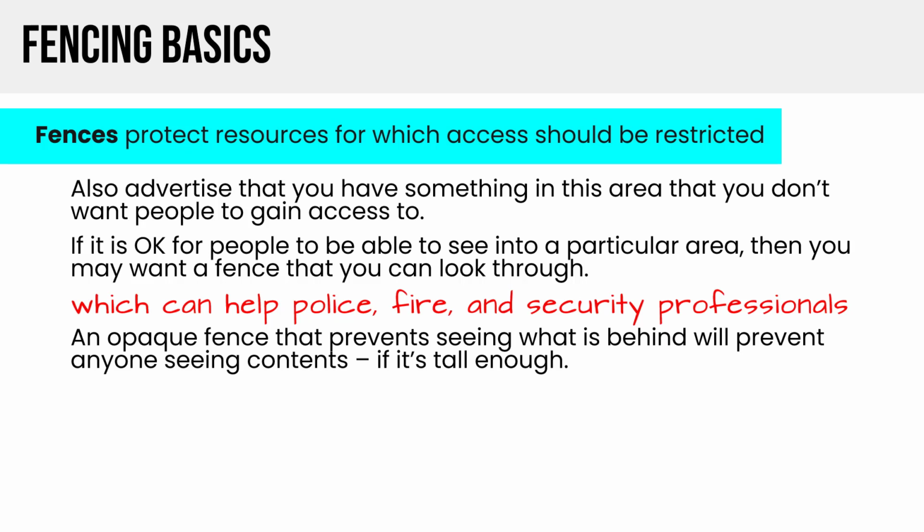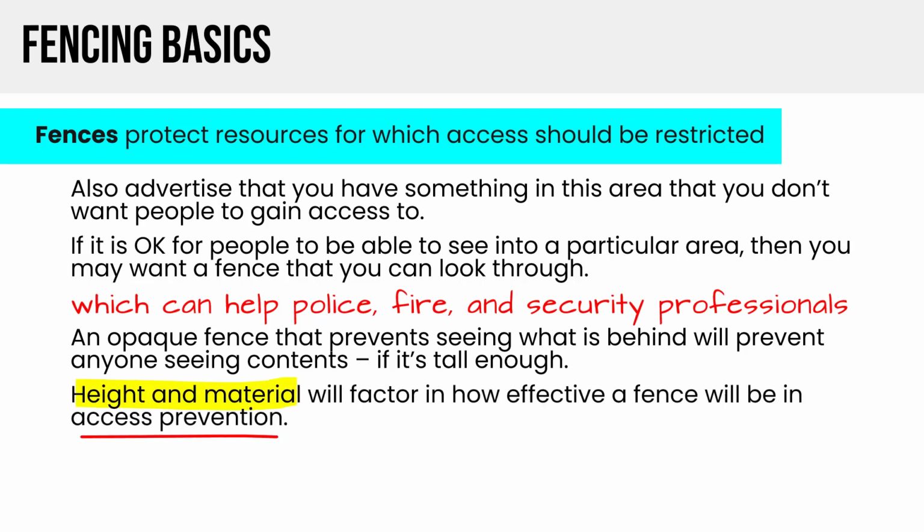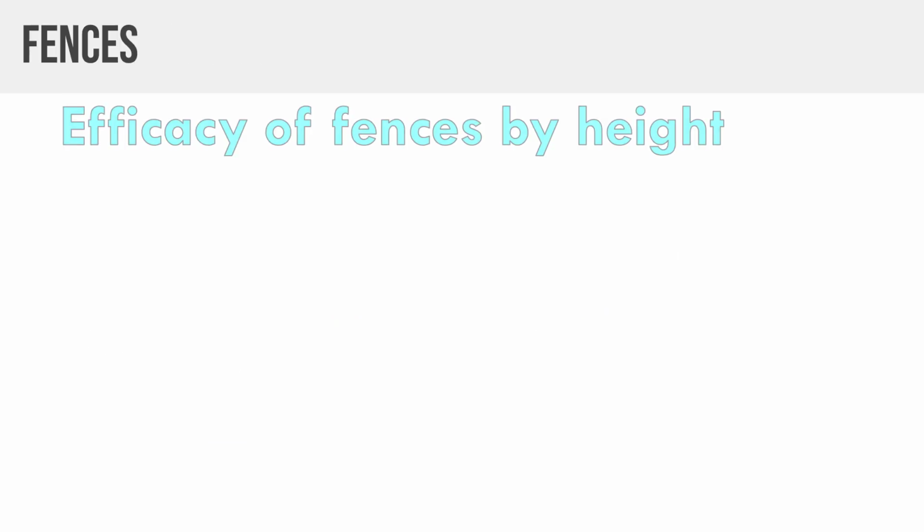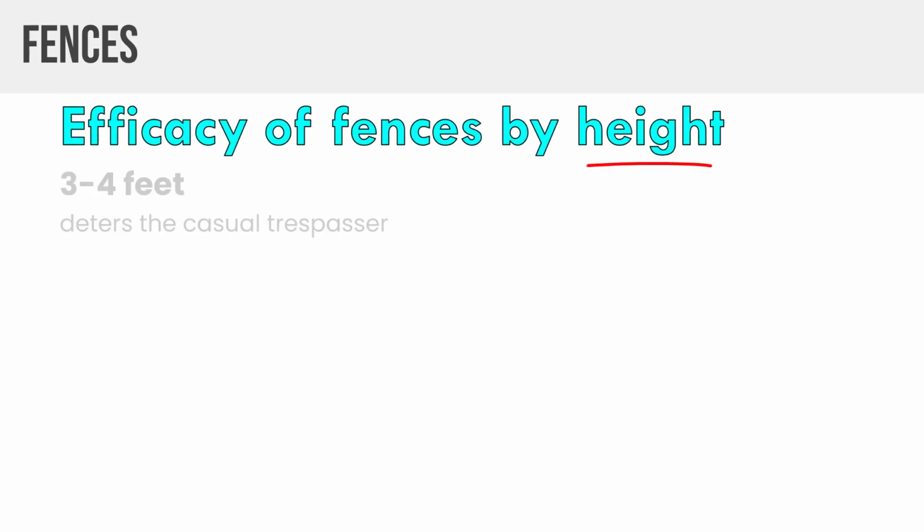An opaque fence that prevents seeing what is behind it will prevent anyone from seeing its contents if it's tall enough. Height and material will factor in how effective a fence will be in access prevention. So multiple physical security controls, fencing, lighting, and cameras together can collectively improve their effectiveness. Now let's talk about the efficacy of fences by height.